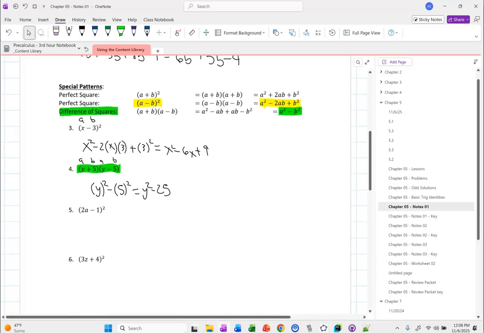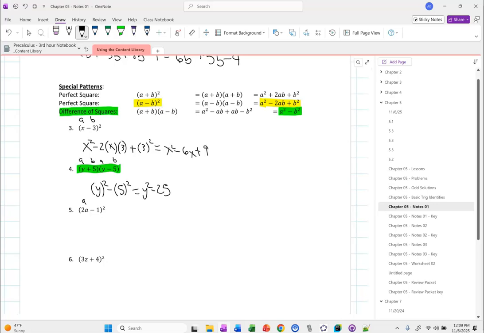Now, when you have a coefficient on your x, we have to be a little bit careful here. Which one is this? Which pattern are we looking at for 5? Good, perfect square with subtraction. So what is our A? 2. And what's our B? The b is 1. So if we go to our pattern, I'd have 2a squared minus 2 times 2a times 1 plus 1 squared.